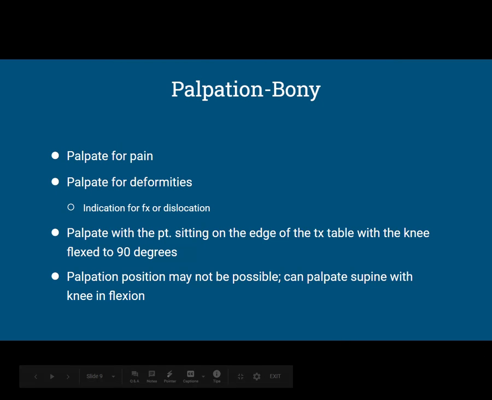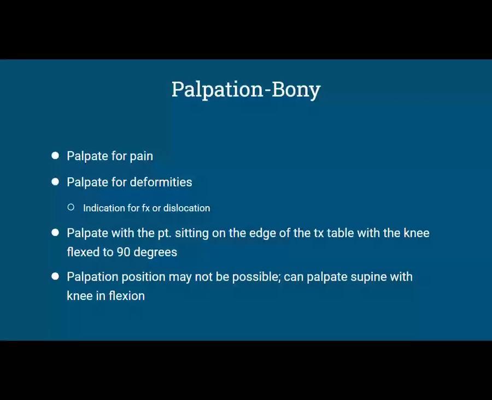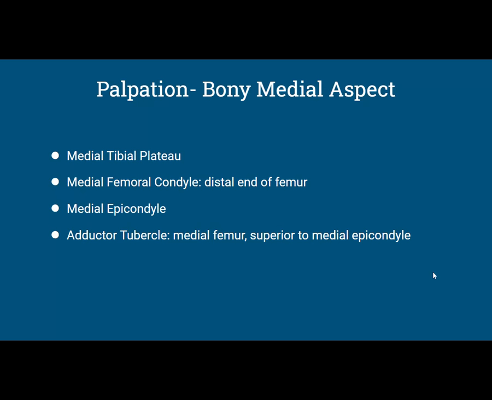You're also going to look at palpation. Just like everywhere else, you're going to palpate for pain, palpate for deformities, any fractures or dislocations. You want to see that with their legs straight as well as flexed to 90 degrees. If you can't get into it, you can palpate supine with the knee in flexion that way. It just depends on what they're able to do. On the medial aspect, you want to check the medial tibial plateau, the medial femoral condyle, the medial epicondyle, the adductor tubercle, and the medial femur and superior medial epicondyle. So basically you're checking all of the inside of the leg.